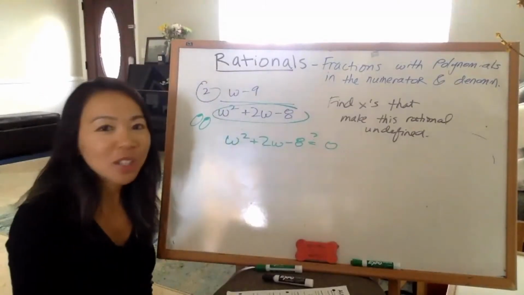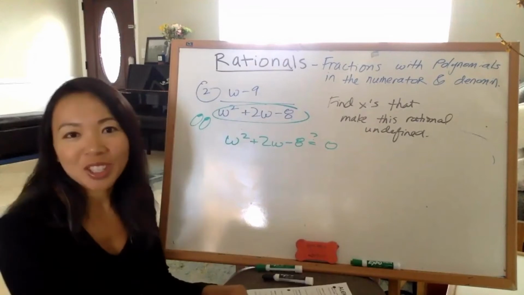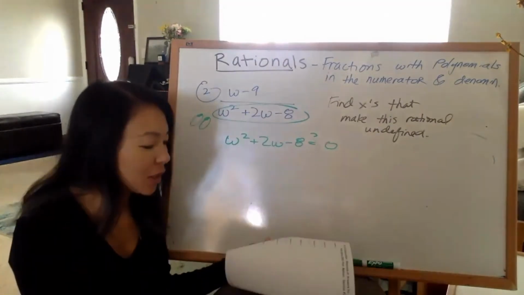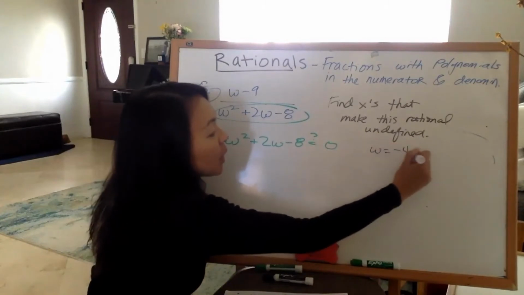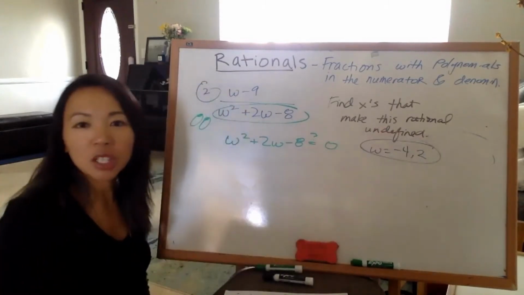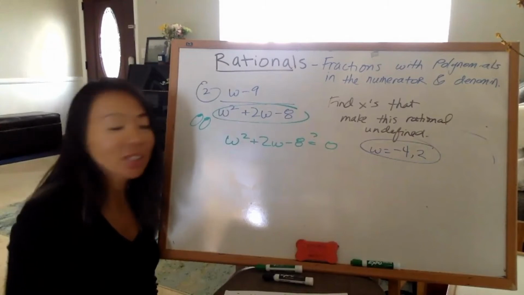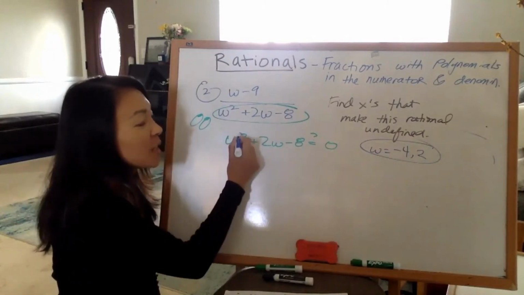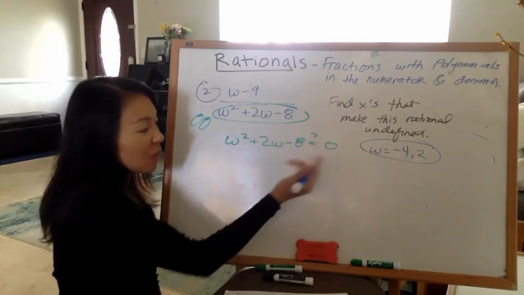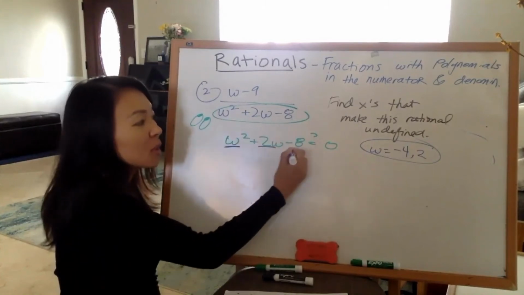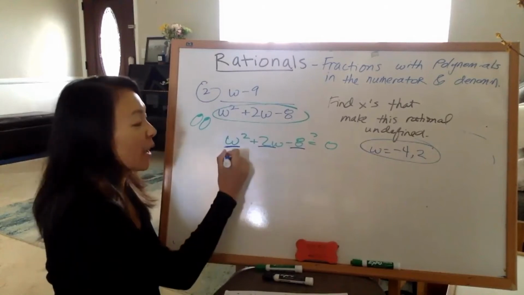All right, so now that you've had a chance to take a look at it, what did you guys get as the answer? The answer is w is equal to -4 and 2. Okay, so check your work, and if you're not sure how you got that, let me explain. Because it's a quadratic, the highest exponent is 2, I see it equals 0, so since there's 3 terms, there's no GCF, so I'm going to Xbox it.